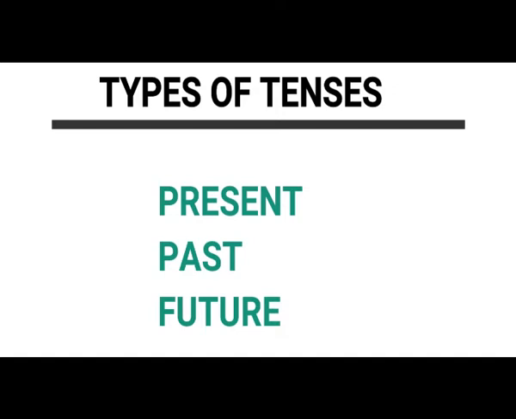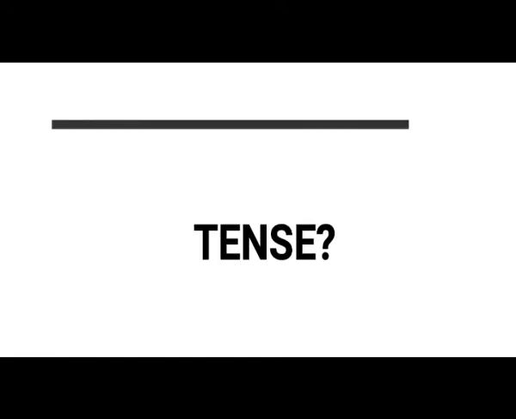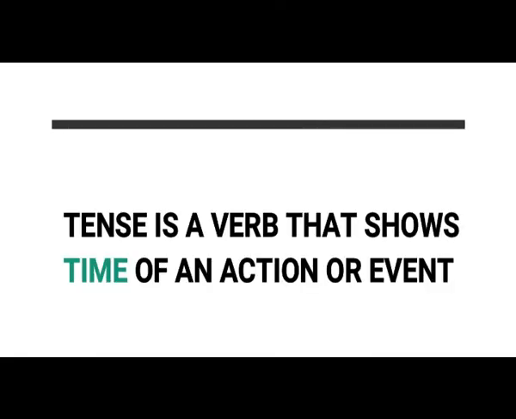How many types of tenses are there? Present, past, and future. What is a tense then? From the above explanation, we knew that the tense is a verb that shows the time of an action or event. Here the word time needs to be focused. Today we will read about past tense.